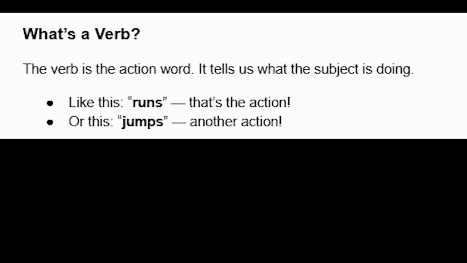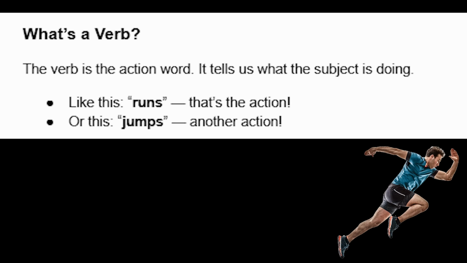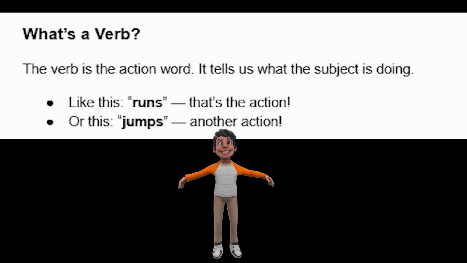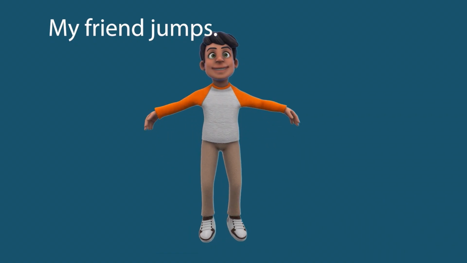What is a verb? The verb is the action word. It tells us what the subject is doing. Like this, runs. That's the action. Or this, jumps. Another action. If we put these together, the cat runs, my friend jumps.